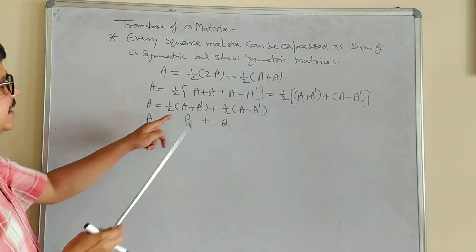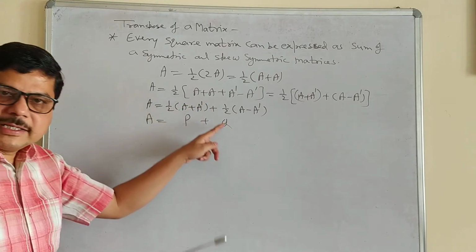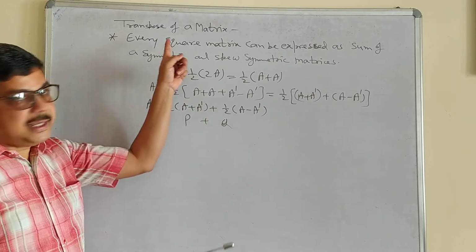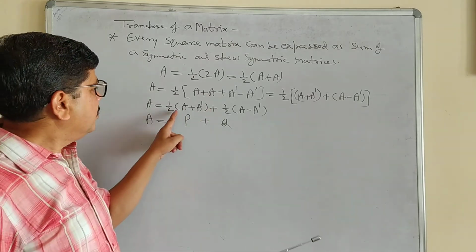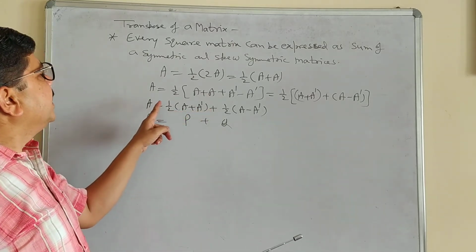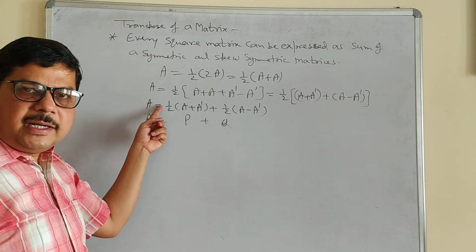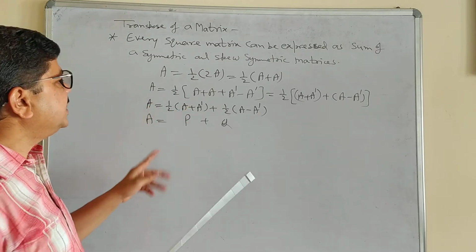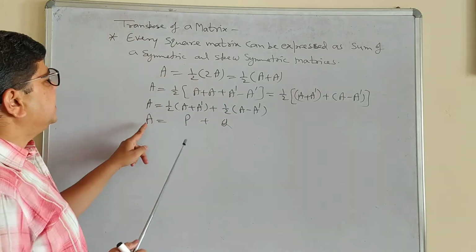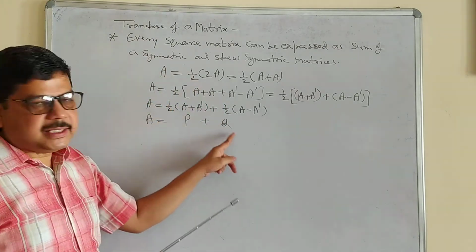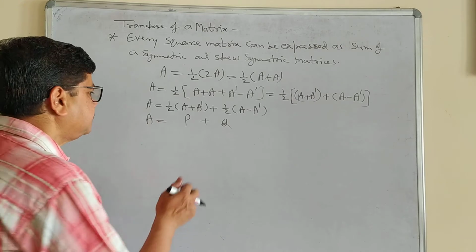Now P is a matrix. Because A is a matrix, A transpose is also a matrix. Since A is a square matrix, the order of A and A dash will remain the same. So A plus A dash is a matrix. Scalar multiple with half, that is also a matrix. So this is a matrix P and this is a matrix Q. Now this matrix A has been expressed as the sum of two matrices.